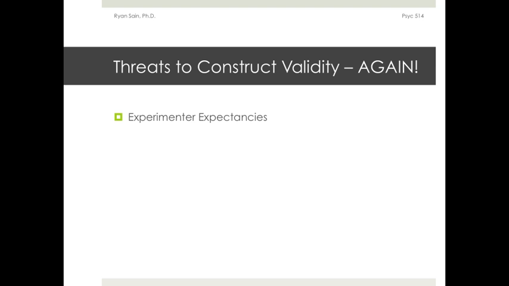Experimenter expectancies. The experimenter themselves may have certain expectancies. It's a type of bias that the experimenter brings to it. And I may be hinting at particular answers, or I may be giving things away, or I may be setting up the scenario to where I'm going to influence your results somehow in some way, shape, or form. Usually the experimenter doesn't even know they're doing this, but it happens.